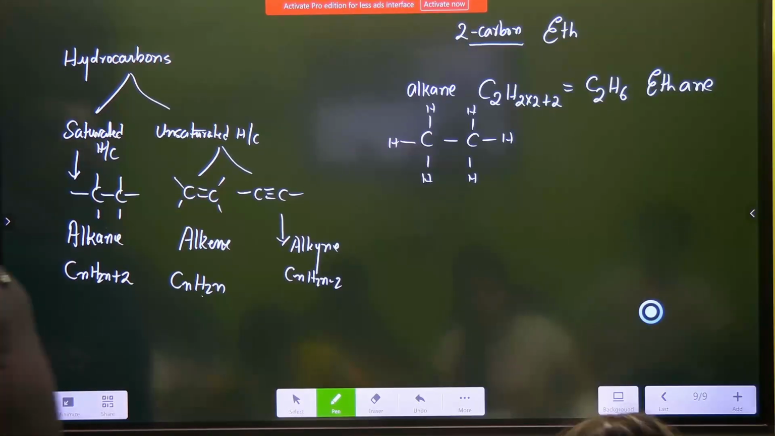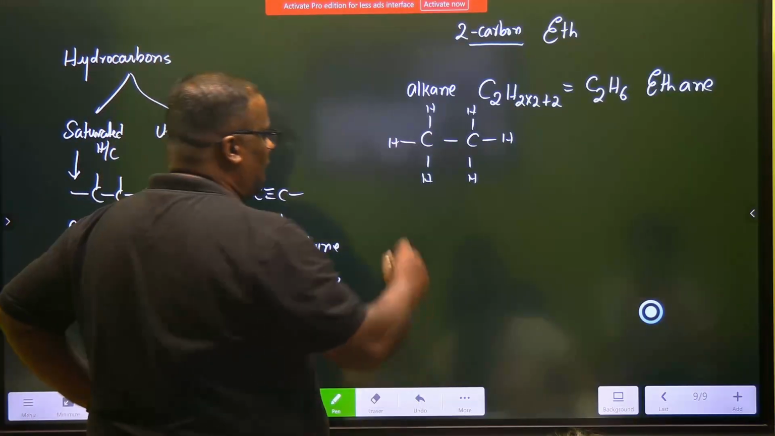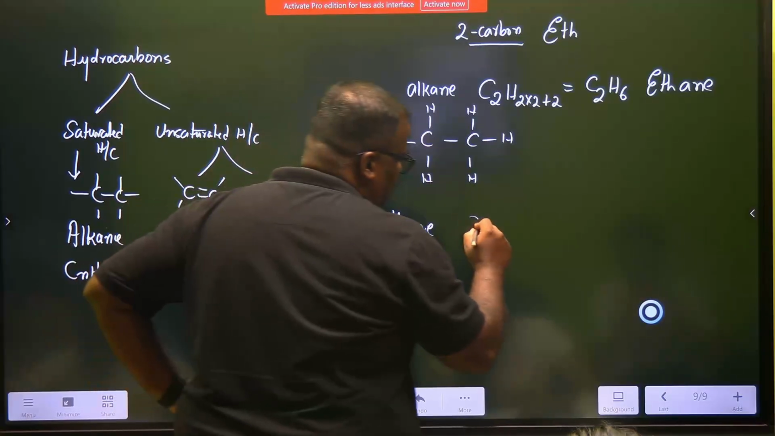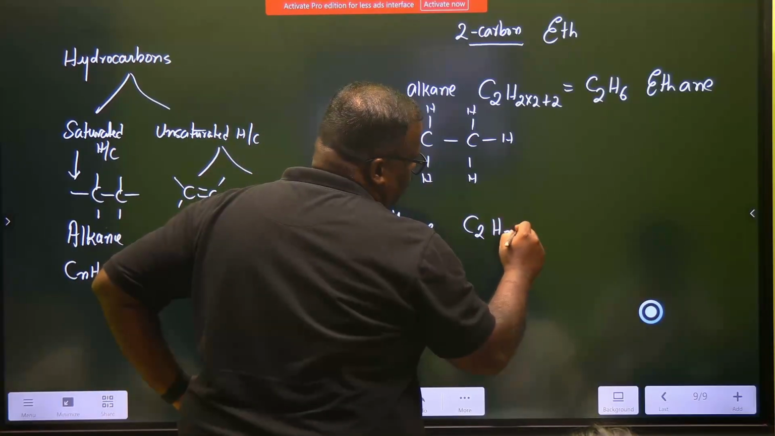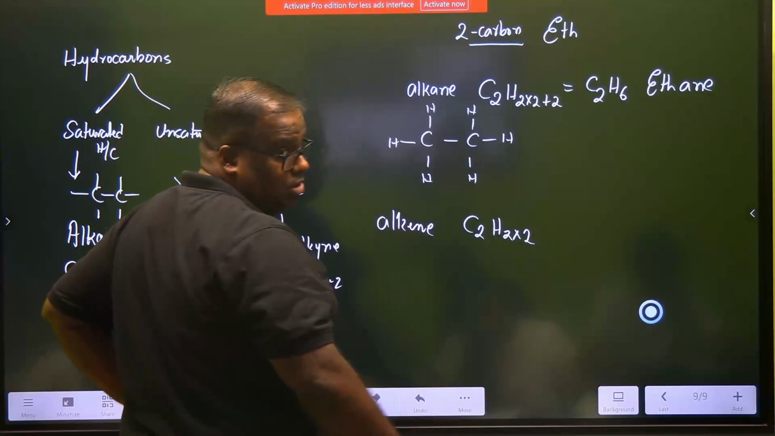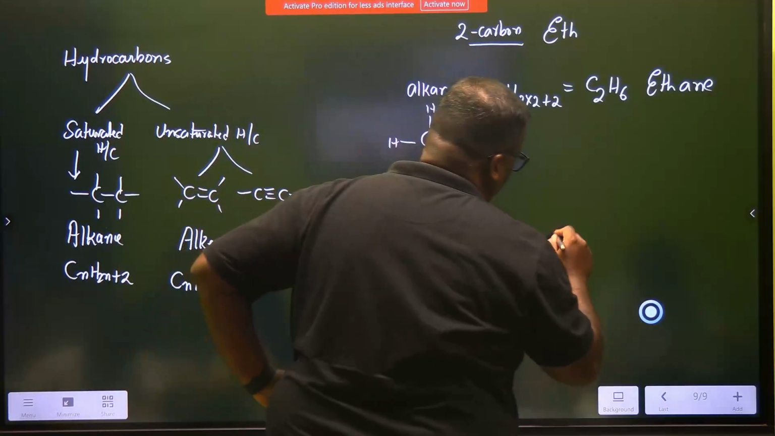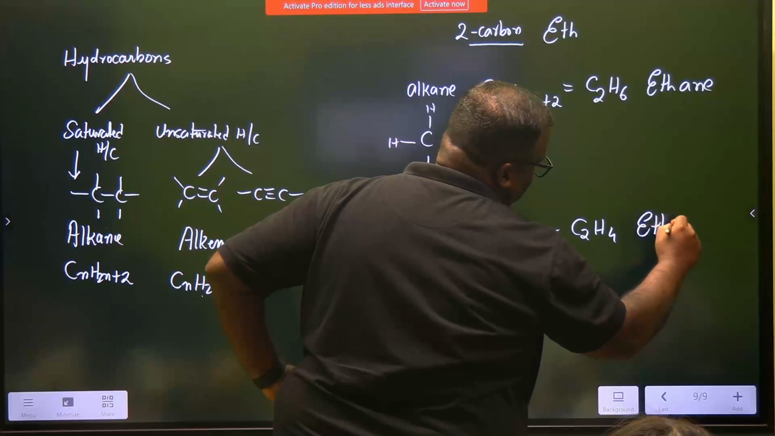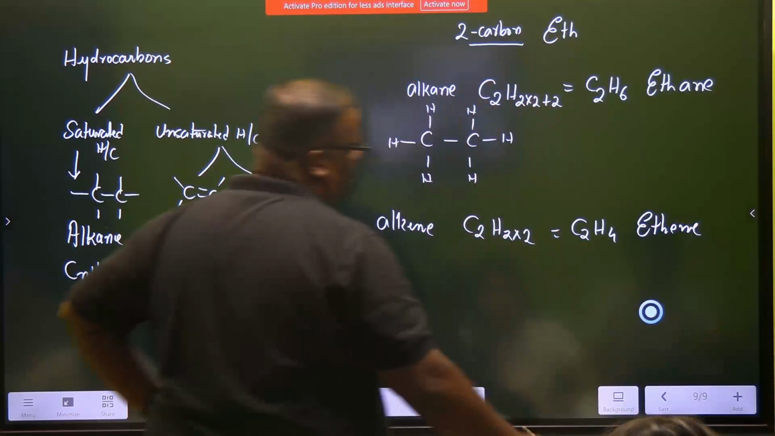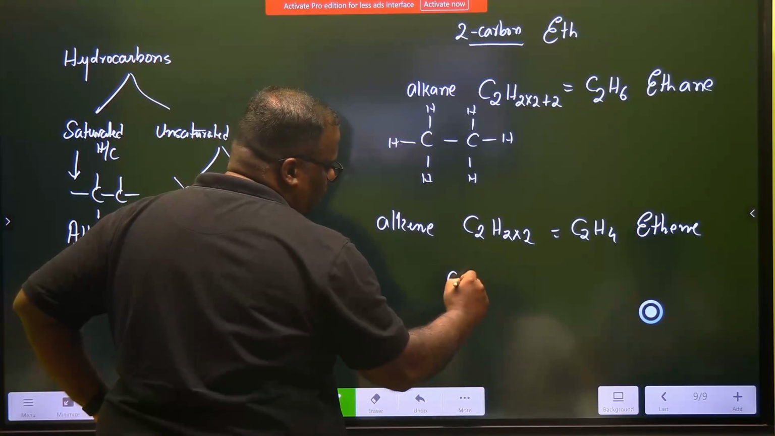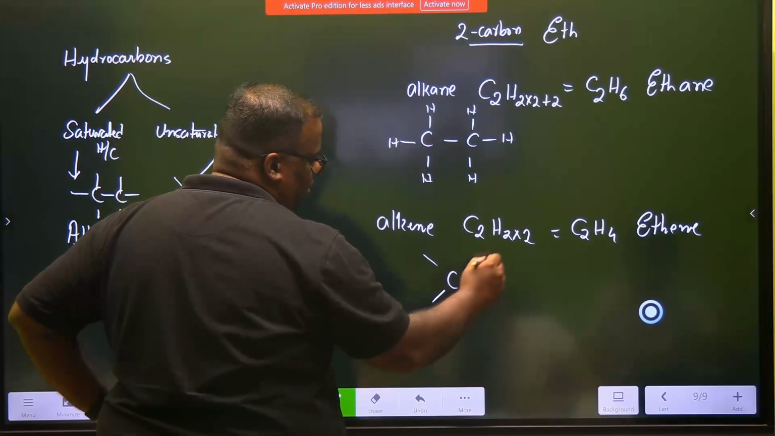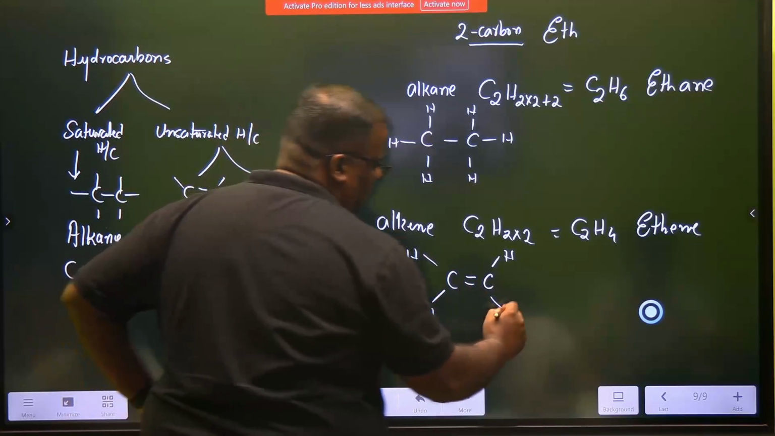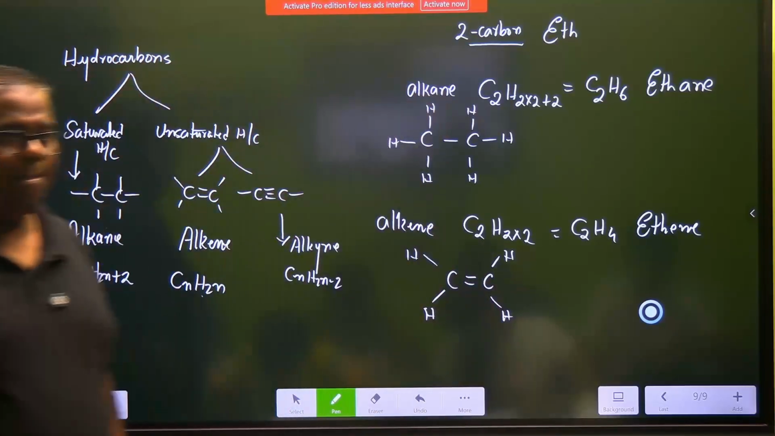Now with the 2 carbon member, we will try to make an alkene. So it should be C2H2 into 2, right? Because the plus 2 is gone now. So our formula will be C2H4. The name will be ethene. Let's see the structure. Carbon-carbon double bond. H. Clear?